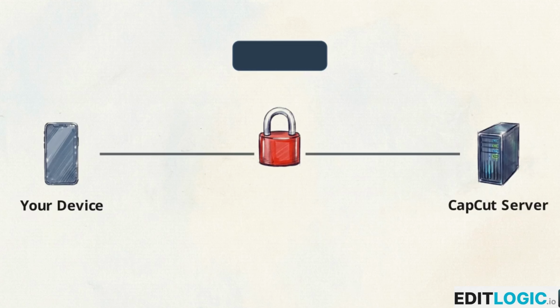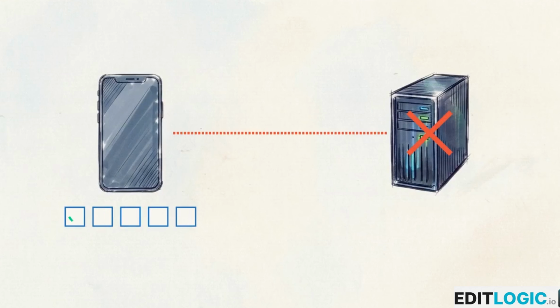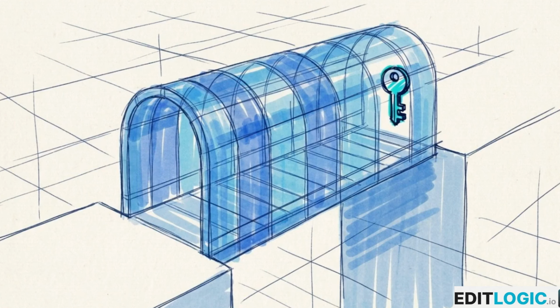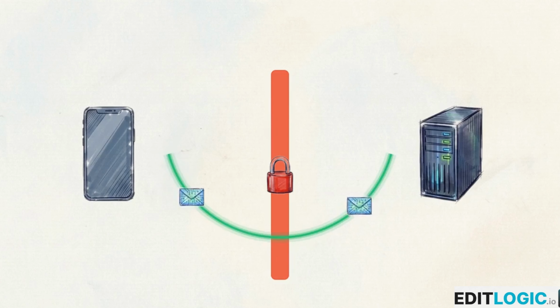To get past this restriction permanently, we have to follow a strict 5-step protocol. This specific sequence will reset the app's internal network state and restore your editing capabilities. Step 1 is building a secure external bridge. We need to route your device's data traffic through a completely different tunnel to bypass the initial network block.